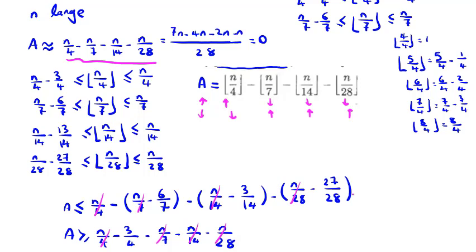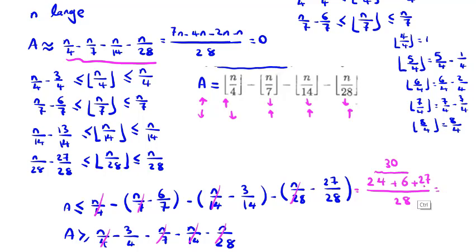Also for the constant parts, I use the common denominator 28. Negative plus 6 over 7 is 6 times 4, 24; 13 over 14 is 13 times 2, 26; 3 over 4 is 3 times 7, 21; and 27 over 28 is 27 times 1. So if I calculate this, it will be 30, 27, 57.